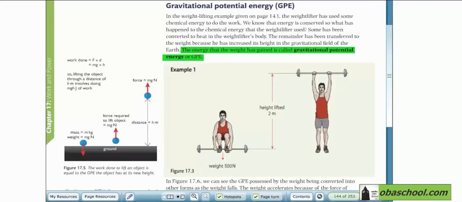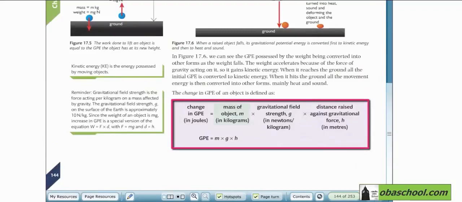Now let's talk about the equation of change for GPE, where it is formed of the mass of the object in m kilogram multiplied by the gravitational field strength multiplied by the distance raised against gravitational force. And so, all of these three multiplied by each other, they would give us the change in GPE.